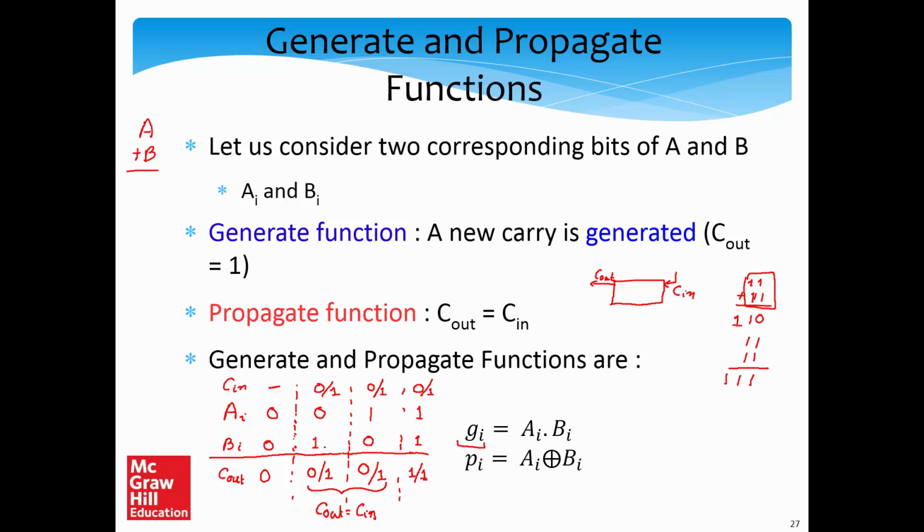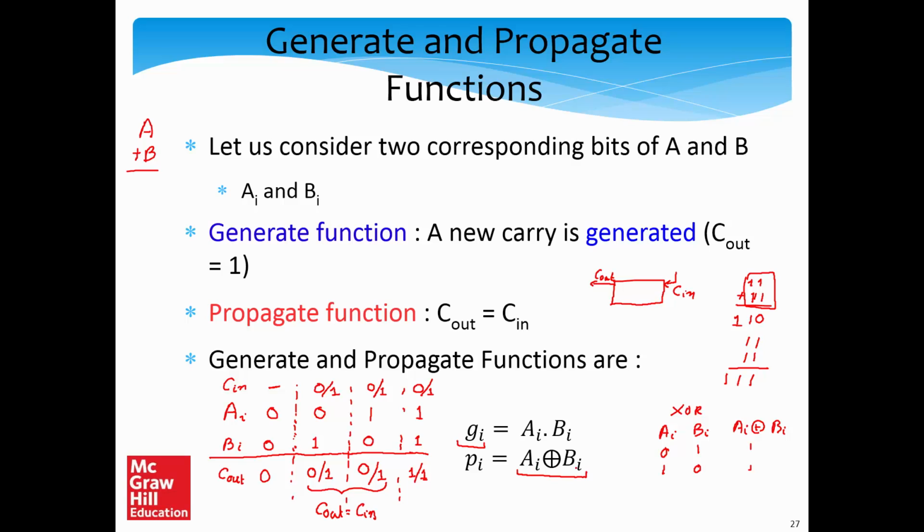Now let's consider the case when AI is 0, BI is 1, or AI is 1 and BI is 0. How can I represent this case? It can be represented by AI exclusive OR BI. If you go back to our discussions in chapter 2, let me do a quick recap of the XOR function. The XOR function is 1 when AI is 0, BI is 1, or AI is 1, BI is 0. That's when AI exclusive OR BI is 1. In the remaining cases it is 0.